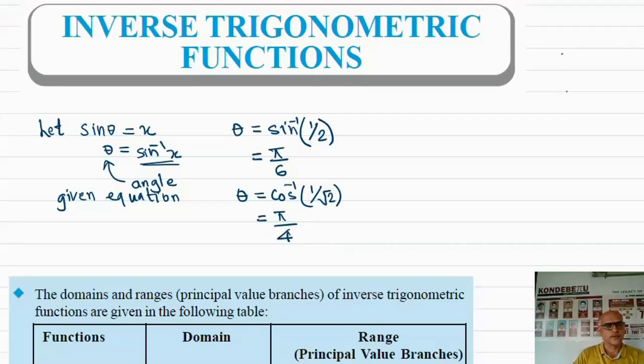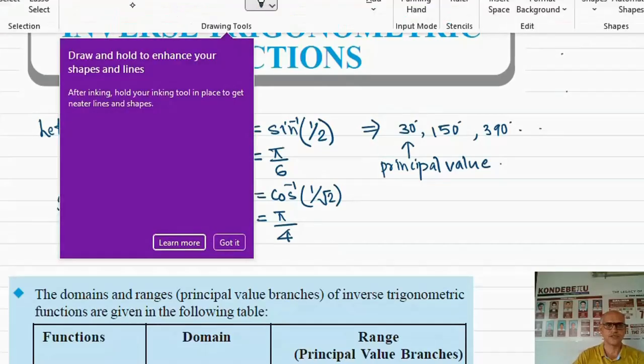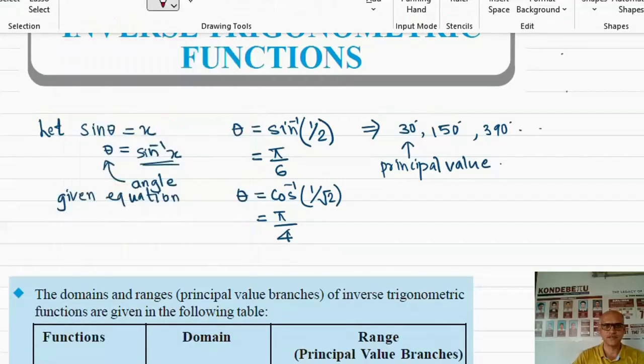Clear? You may think that the sine value will be 1 by 2 at 30 degrees, which I have written. Even if you take 150 degrees, sin 150 degrees is also 1 by 2. Similarly, 390 degrees is also 1 by 2. So you will have different angles. The smallest angle which satisfies the given equation is called the principal value. And our domain and range lie in this principal value. So whatever domain and range we take will be in this principal value.